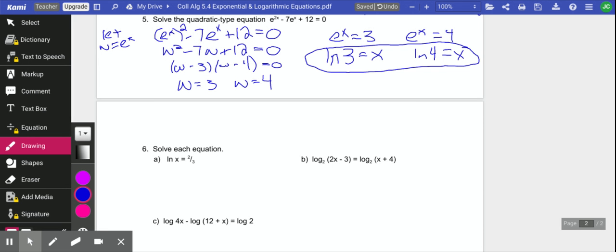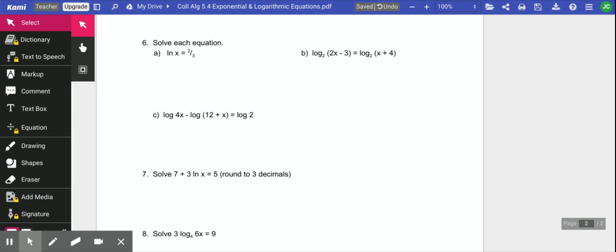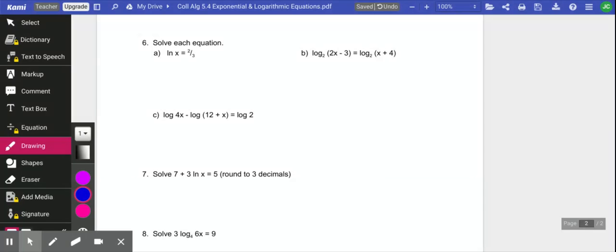All right, on number 6, on the other side of the paper, we are going to solve a couple more equations. So this one's in logarithmic form, so we want to write this in exponential form. I think that will help. So remember, natural log is base e, so e to the 2/3 equals x. And then all you have to do is grab your calculator and type in e to the 2/3, which is 1.948.